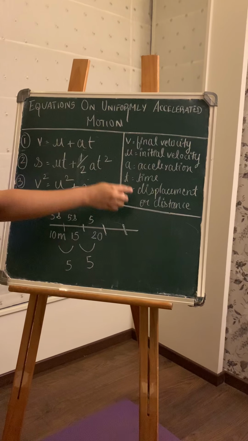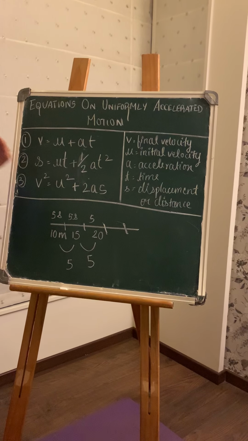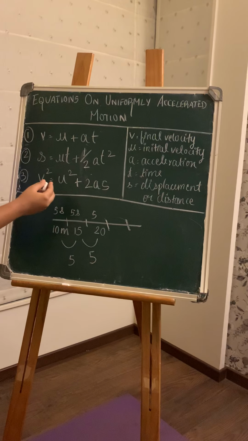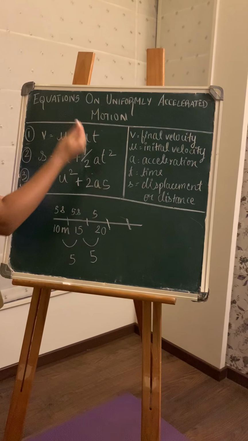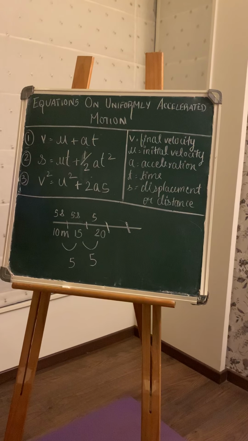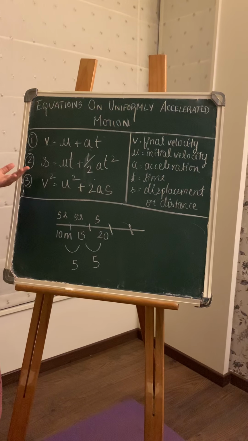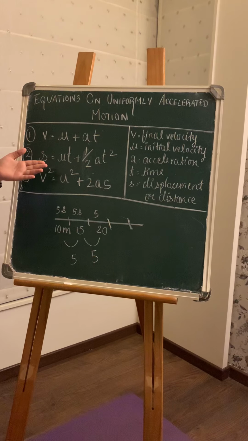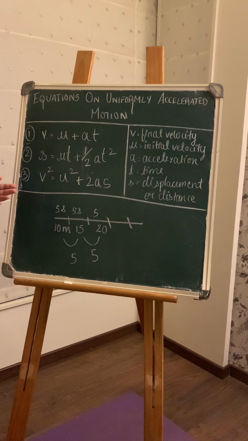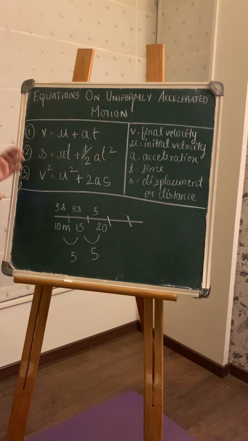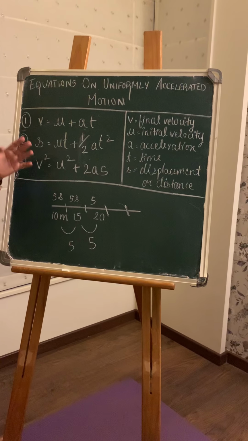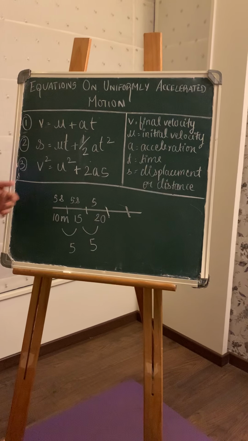Here are the terms. The first equation is saying that the final velocity of a body is equal to the initial velocity plus the acceleration into the time taken to cover that distance. The second equation is saying that the displacement or distance is equal to initial velocity into time plus half into acceleration into time square. The third says the final velocity squared is equal to the initial velocity squared plus 2 into the acceleration into the displacement.